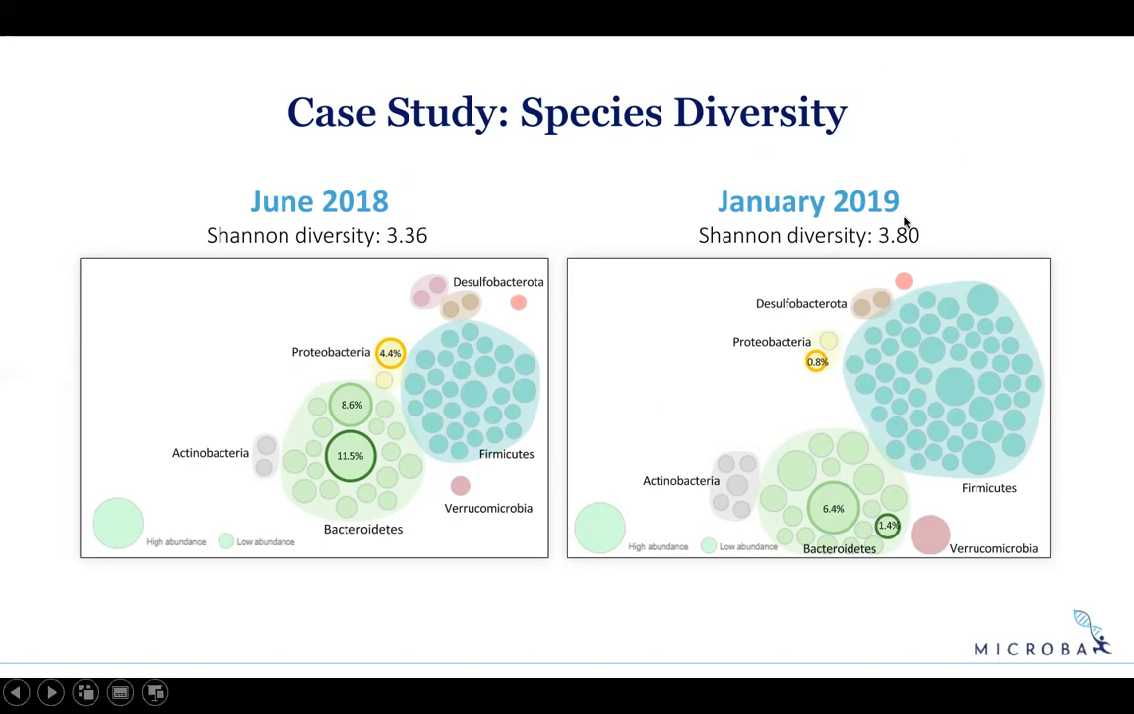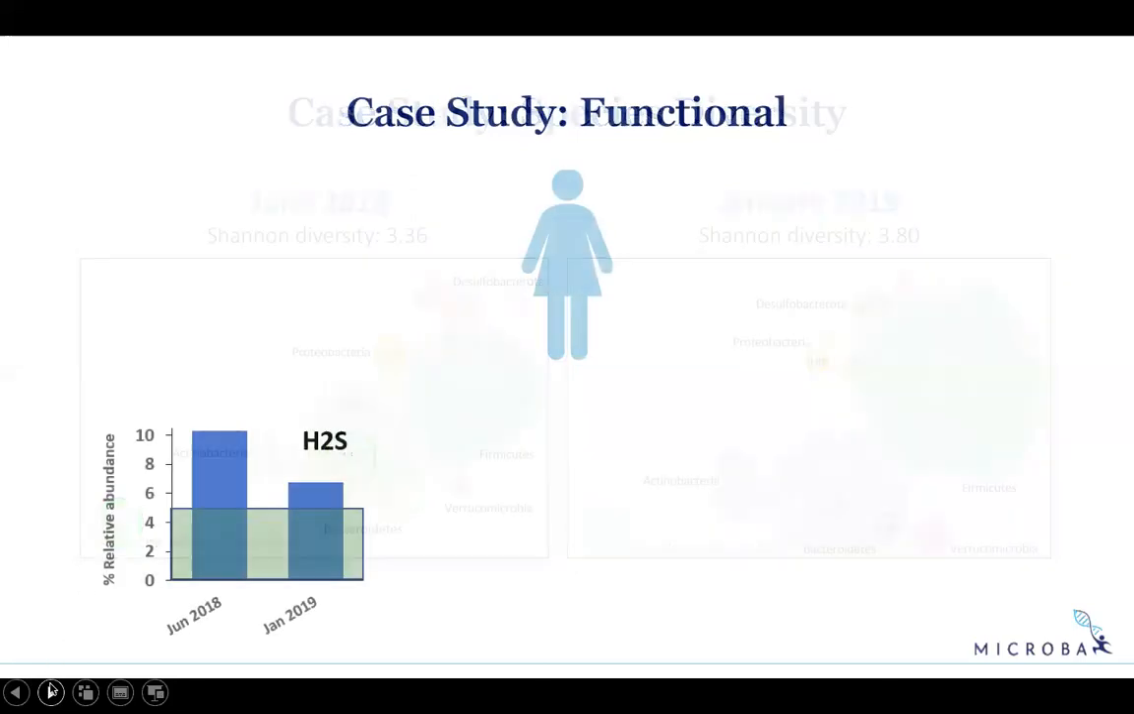Let's fast forward to January 2019. As we can see, there was an improvement to her diversity. What has happened? You can see there's an increase in her actinobacteria, but there's also been a subsequent decline in her proteobacteria, as well as her most dominant species, which was Prevotella. So we're seeing, as Christine mentioned before, a nourishing of those native bacteria already living in the gut microbiome, and an evening out of some of those other species that were quite dominant in the gut. So let's have a look at the functional changes.